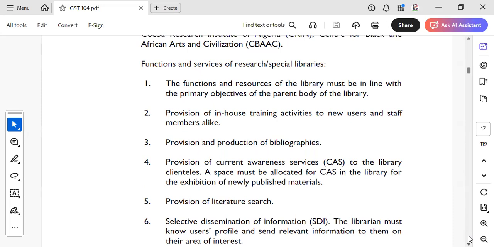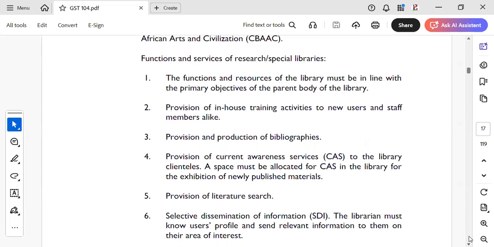Now, what are their functions? The functions and services of research or special libraries. The functions and resources of the library must be in line with the primary objective of the parent body of the library. What it means is that if the library is on agriculture, everything you find there must be able to answer questions that deal with agricultural problems.